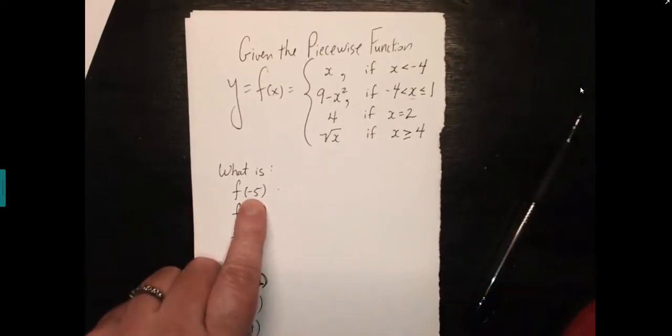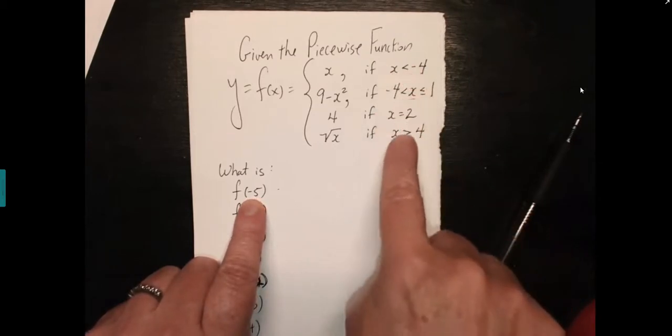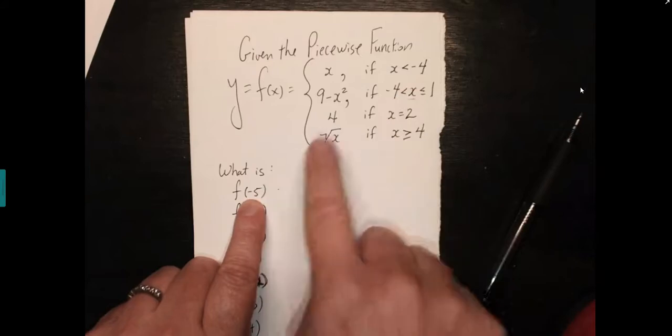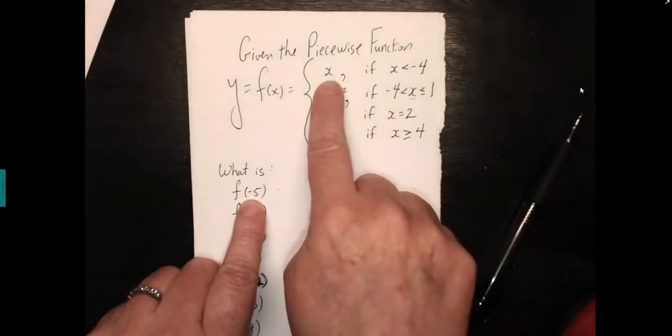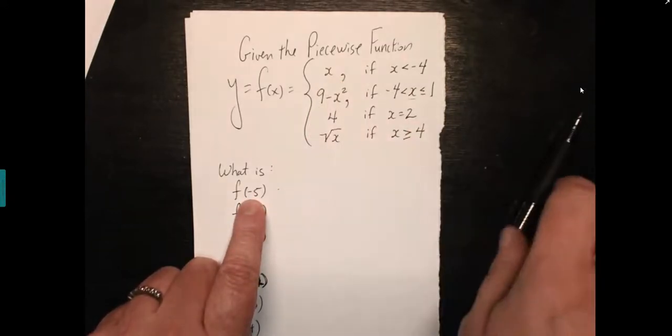Well, the number inside is your x value. So if x is -5, which one of these conditions is it in? Well, -5 is a number less than -4, so we use this formula. So f evaluated at -5 is -5.